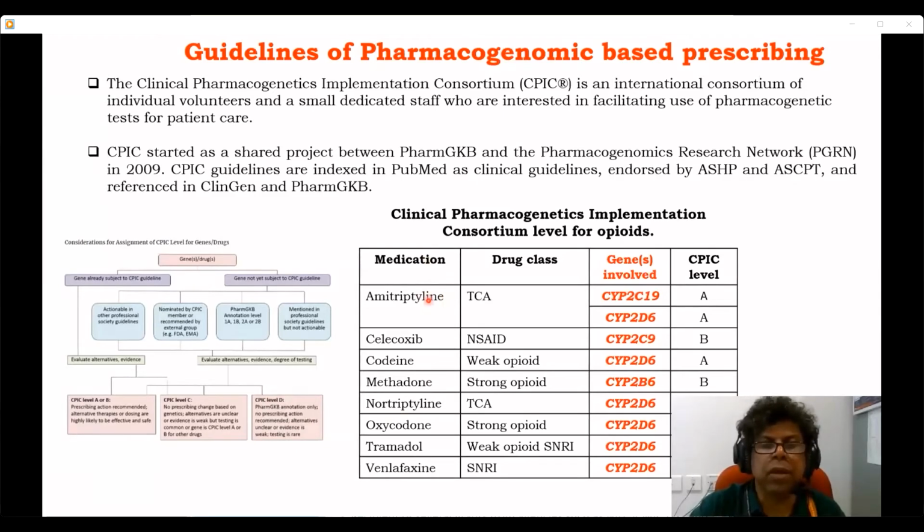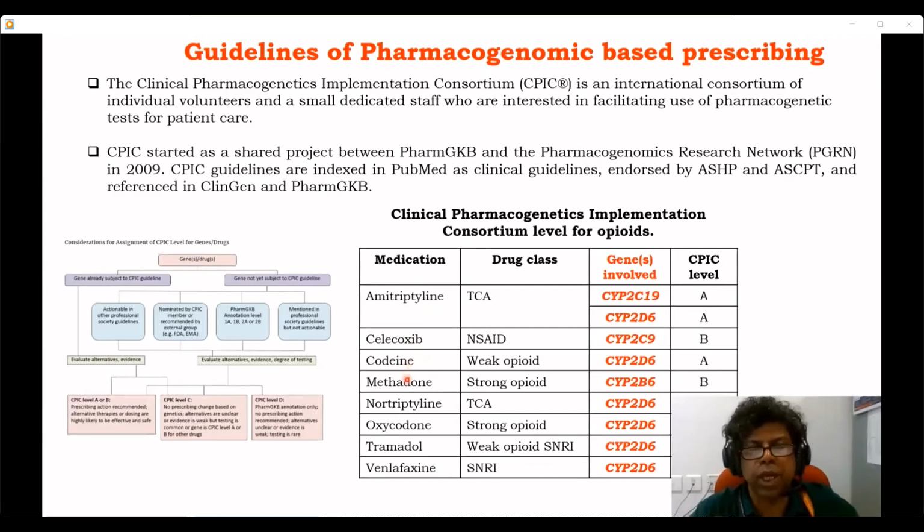So these are some of the pain medications which are used in practice. For example, amitriptyline, it is a tricyclic antidepressant. If the CPIC level is A, they need to screen CYP2C19 and CYP2D6 single nucleotide polymorphisms. So in the US, it is mandatory. You need to screen these genetic variations for that patient, whether those SNPs are there or not.